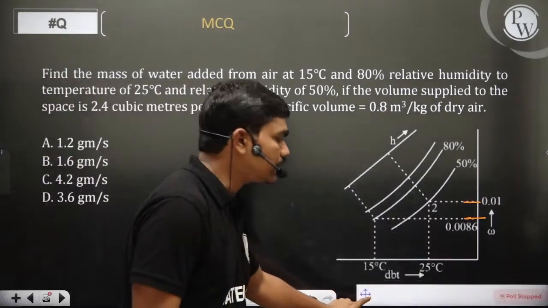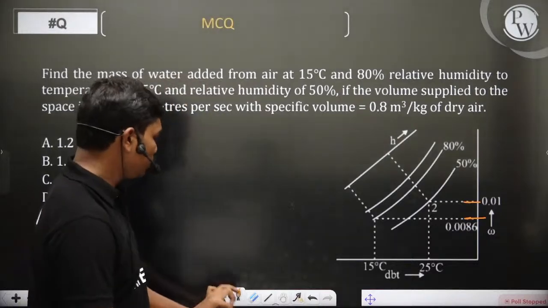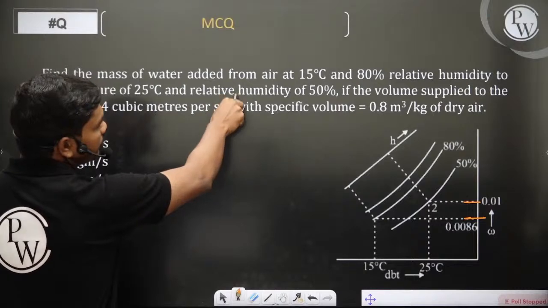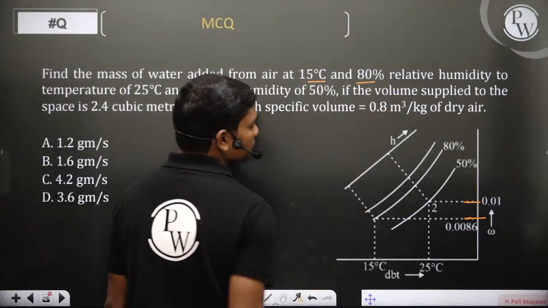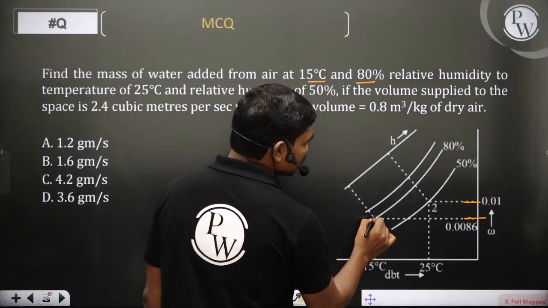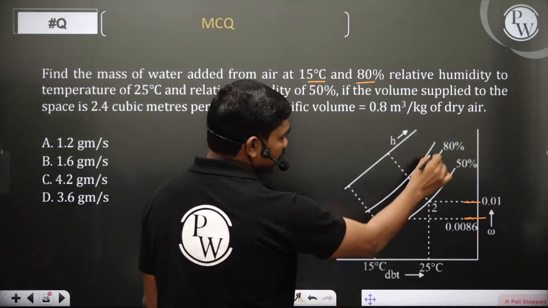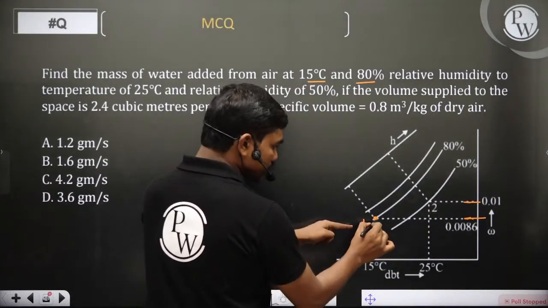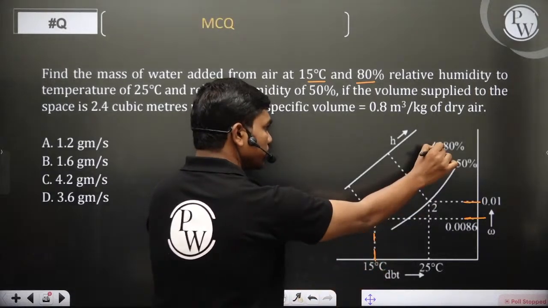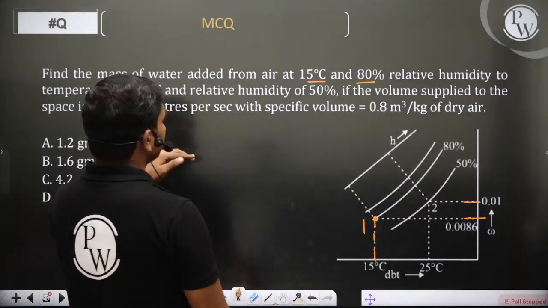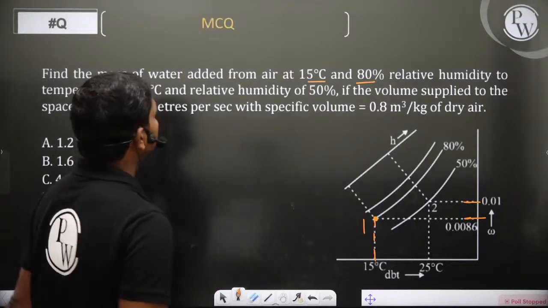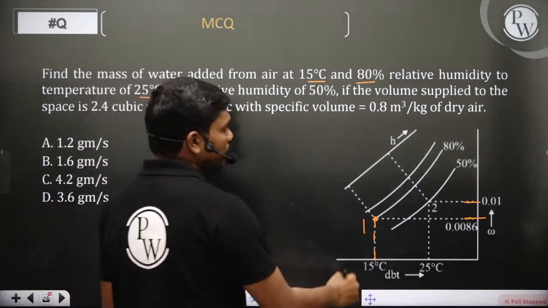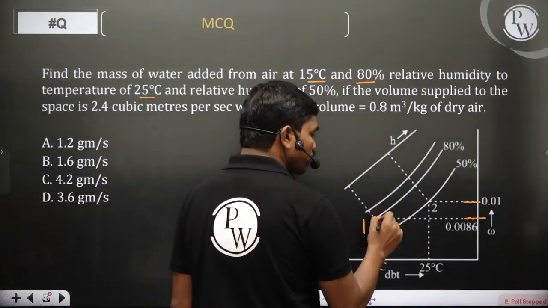Fine. So see here. Basically what they're telling you: find the mass of water to be added to air at 15 degrees Celsius and 80% relative humidity. So initially there is air at this point, 15 degrees Celsius and 80% relative humidity. This is state 1 of the air because it is on the 15 degrees Celsius and 80% relative humidity line. For this, some water is added at 25 degrees Celsius and relative humidity of 50%.